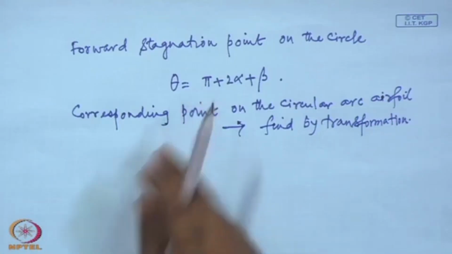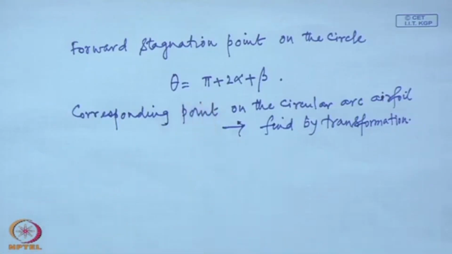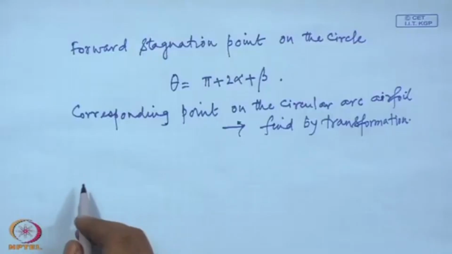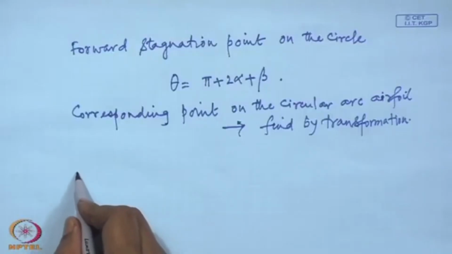What is the transformed coordinate of this point? The point which was pi plus 2 alpha plus beta in the circle plane, where will it transform after the transformation by z equal to zeta plus b square by zeta? That will give the forward stagnation point. Some straightforward result.